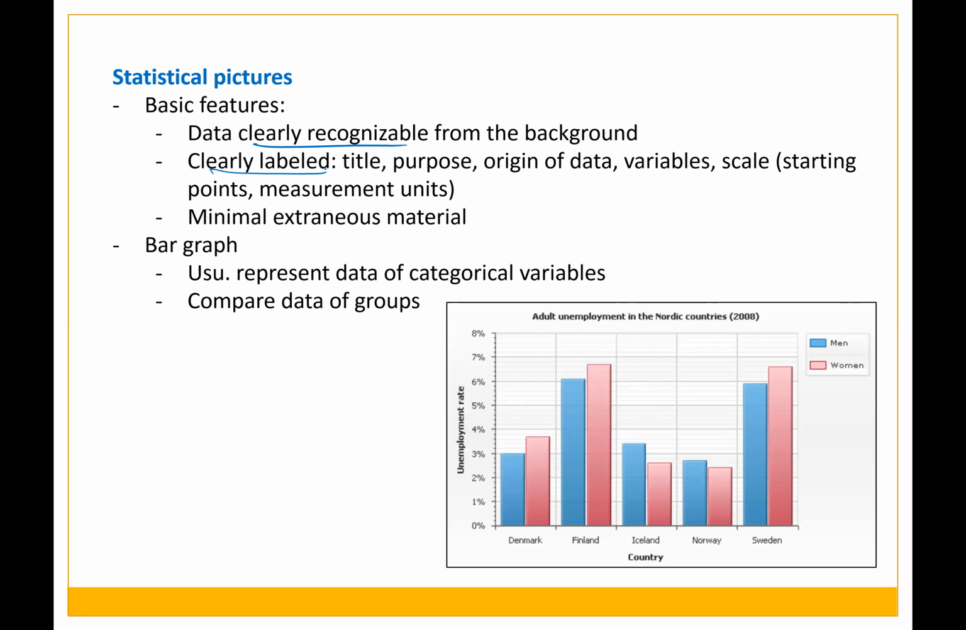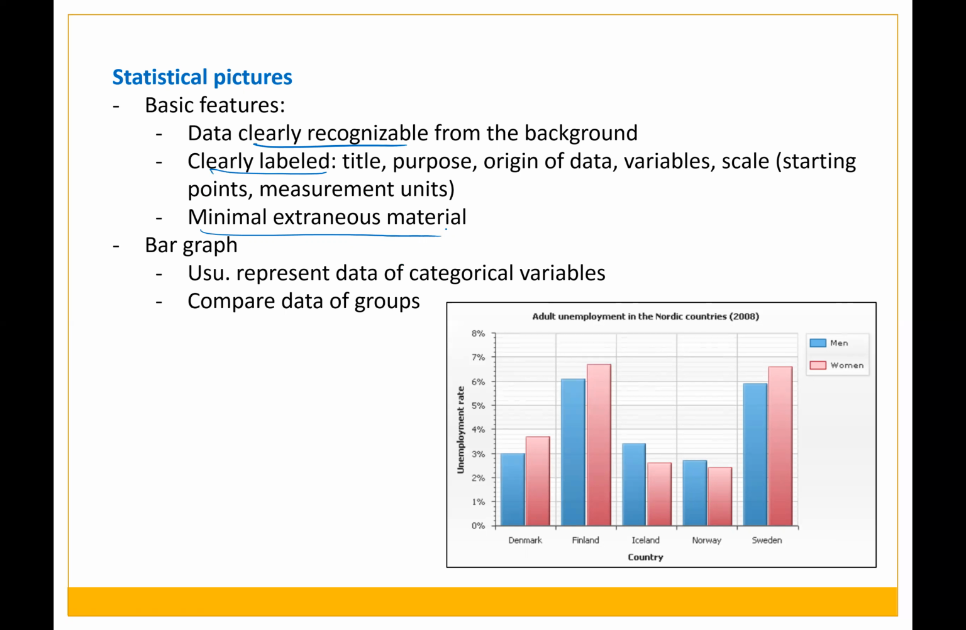It should be clearly labeled, to give anyone who has no idea about what's going on the ability to find some direction and navigate through that graph. Title, purpose, origin of data, variable, scale, and all of that. Then we need just a minimal amount of extra. If you want to make any note, put it on the side of the graph or right below it, but do not push everything onto the graph, because it's going to make it more complicated. And again, it goes against our initial purpose, which is to communicate that data easier and quicker.